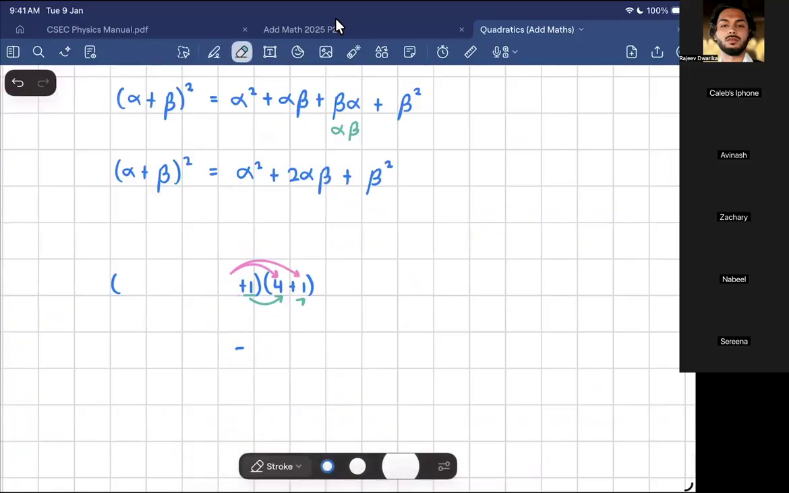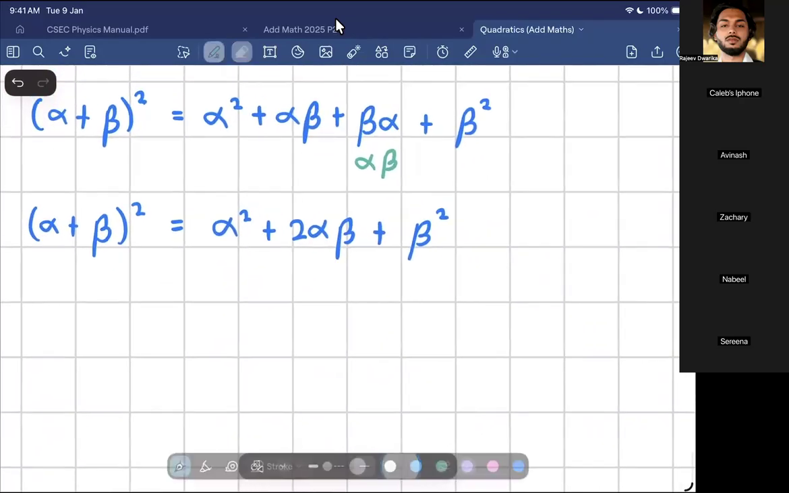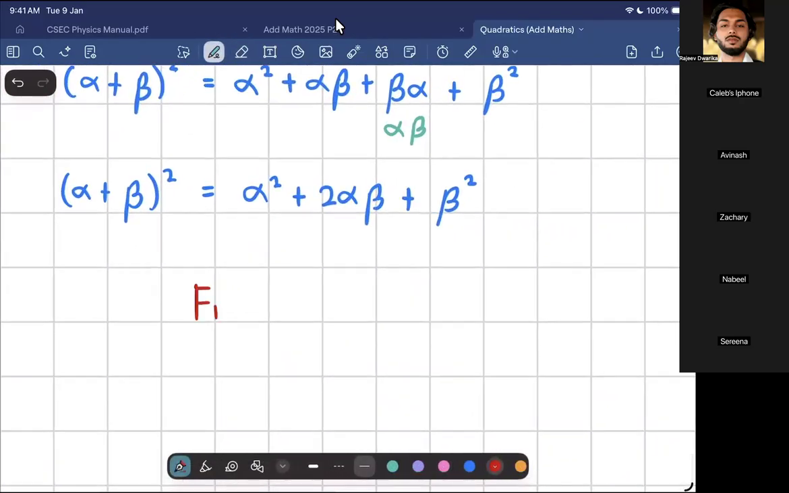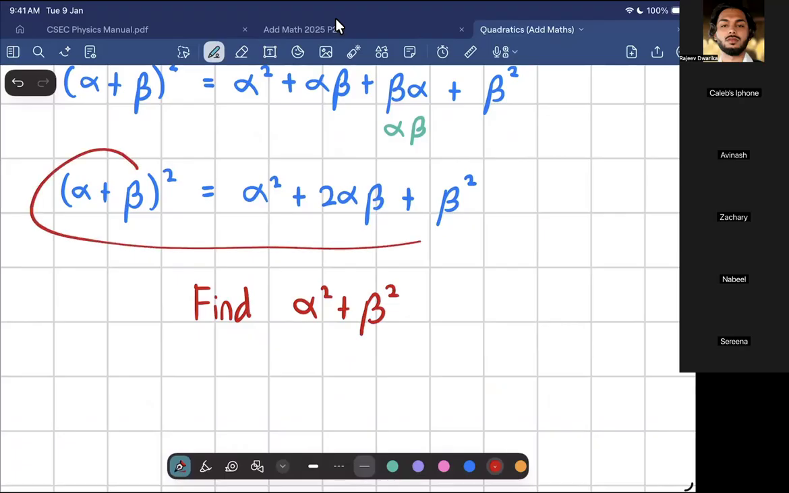So from the start, we wanted to find alpha squared plus beta squared. That's what we wanted to find. Just to remind you, we wanted to find alpha squared plus beta squared. When you look at this, are you seeing an alpha squared anywhere and a beta squared anywhere? On what side?